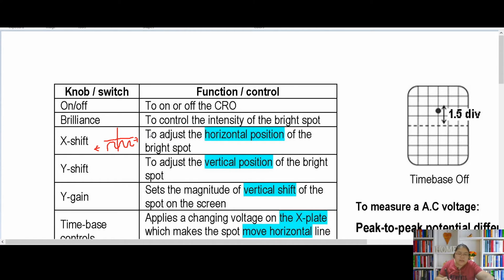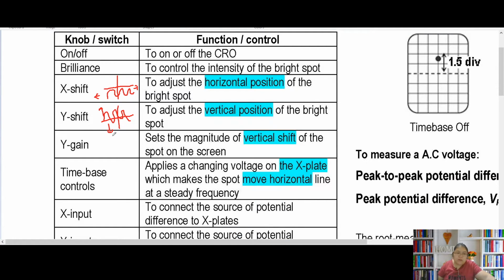This one we call X shift. Left, right only. So Y shift means up, down. So if your wave is too low, you can adjust up or you can adjust down. Maybe your wave now goes up already. This one we call Y shift. So you adjust the vertical position of the bright spot. Another one, X shift, that means you adjust horizontal.